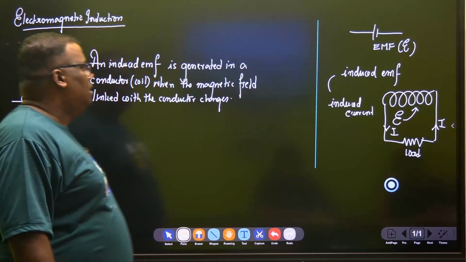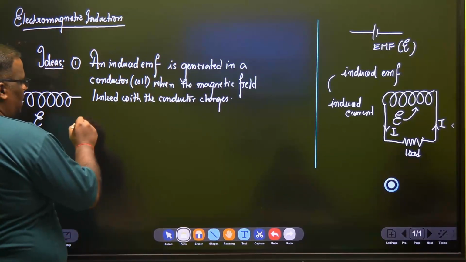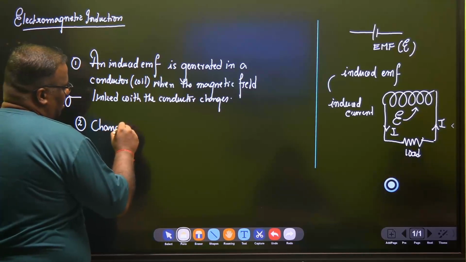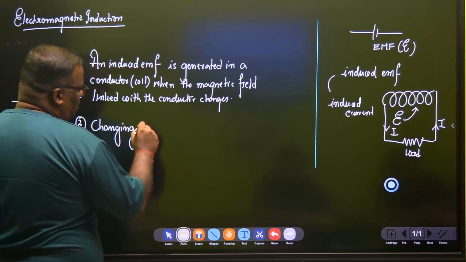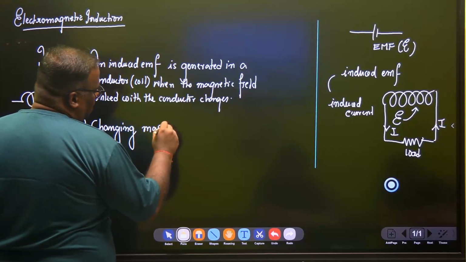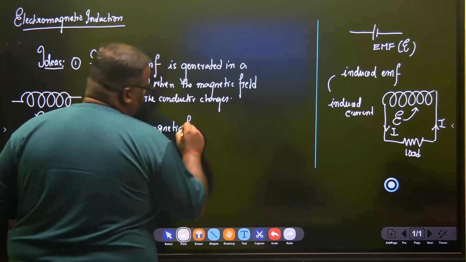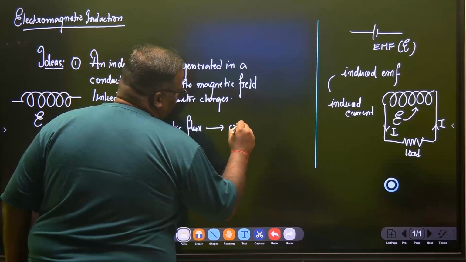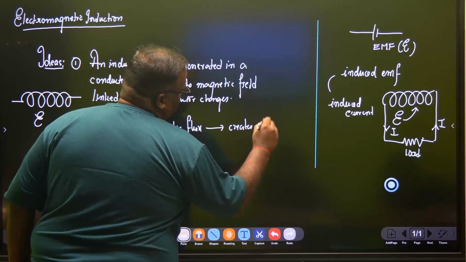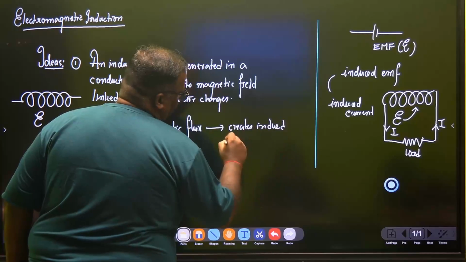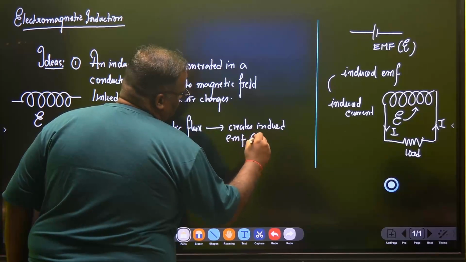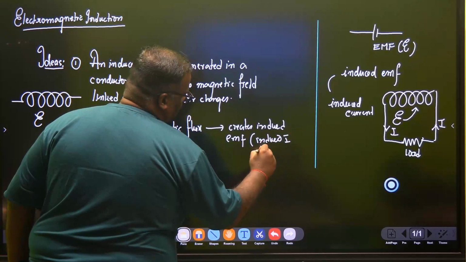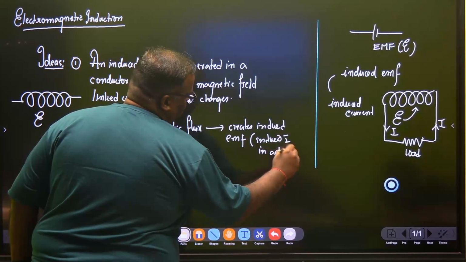Further, we will study that a changing, not exactly field, but a changing magnetic flux creates an induced EMF, and you can say an induced current in a closed circuit. Induced current in a closed circuit.